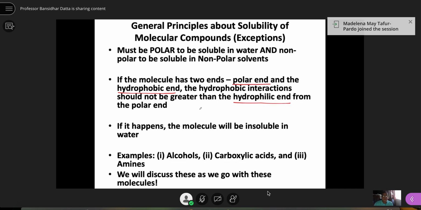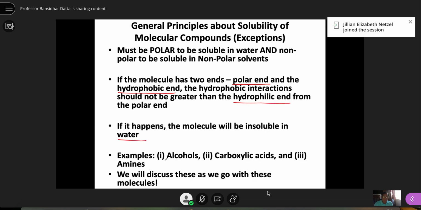This scenario could happen when the molecule is a polar, but it has two ends. One is a polar end, one is a non-polar end. Non-polar end hates water, so hydrophobic. Hydrophobic: water, phobic, fear. Hydrophobic. And if that happens, then the molecule may not be soluble in water. We'll come back to this example. And if it happens, the molecule will not be soluble in water. That's because the molecule is insoluble in water, right?